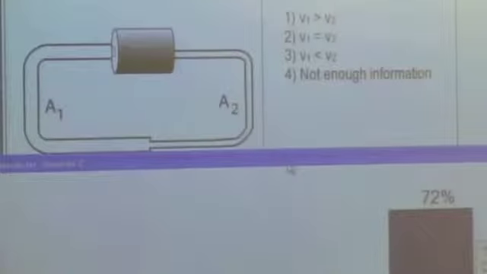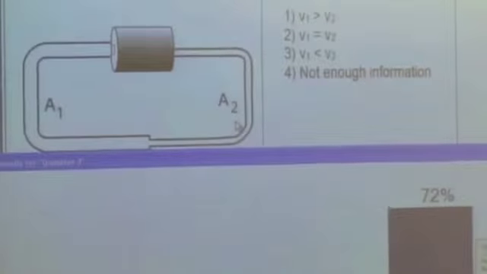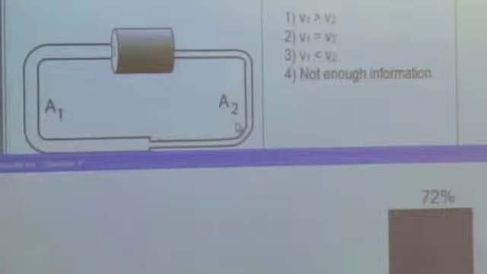Okay, so we're starting to get the idea, right? The velocities are different, and the drift speed in wire number 2, the thinner wire, has got to be bigger than the drift speed in wire number 1. So let's just go back to this.